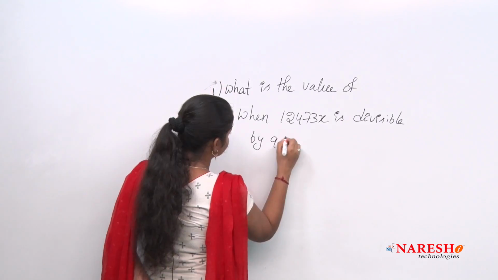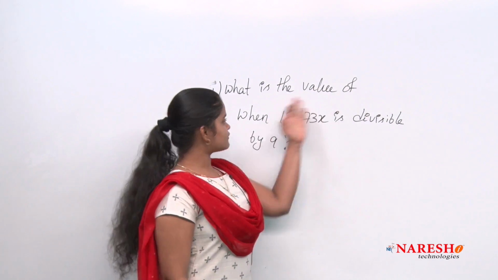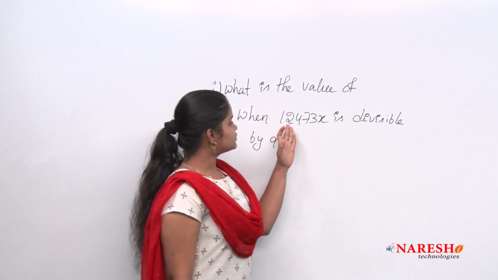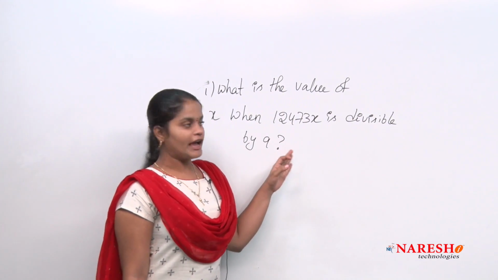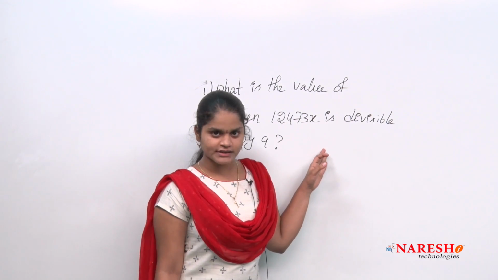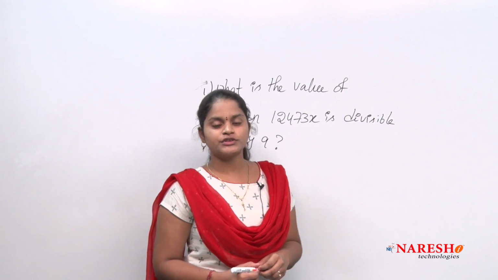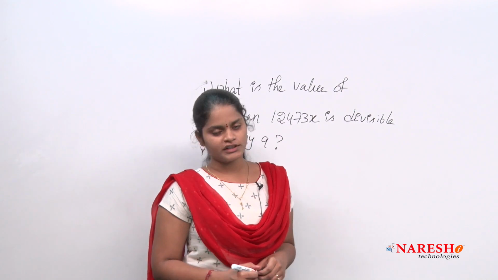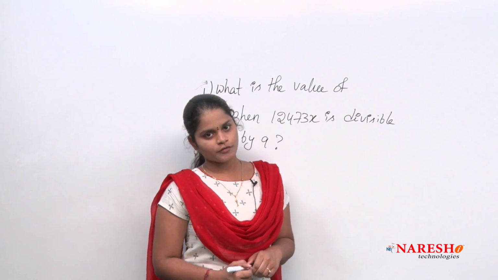Let's continue our topic. For example, there is a question like: what is the value of x when 12473x is divisible by 9? I am supposed to find the value of x. In order to solve these types of problems, first of all we are supposed to know the divisibility rules of all the numbers. So let's start our class, divisibility rules of all the numbers.